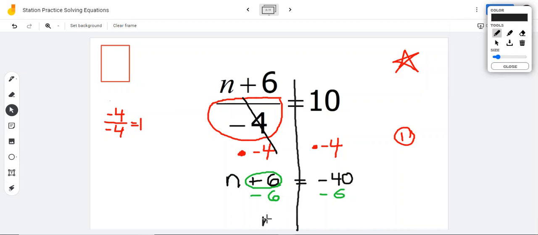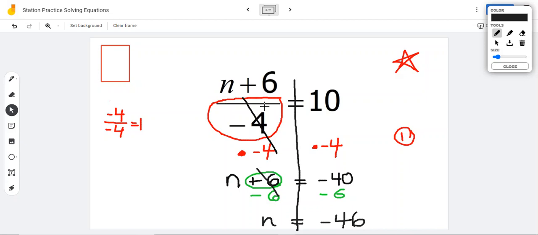So now I have n on this side, n+0, because this makes a 0. And on this side, a negative, and I'm subtracting more negatives. I have a negative number, and I'm making it more negative. So I keep the negative sign, and altogether I have 46 negatives. So n equals -46.